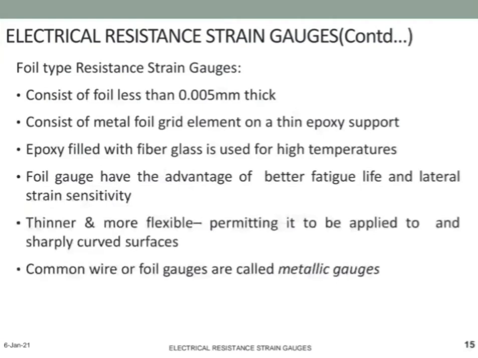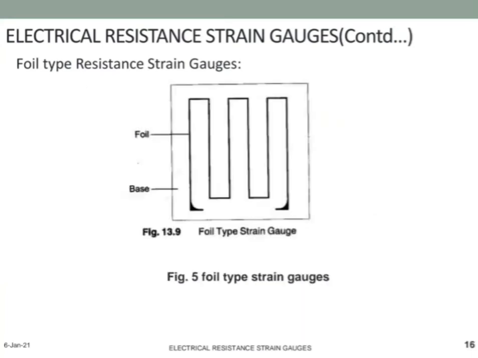Foil type resistance strain gauges. It consists of foil less than 0.005 mm thick, a metal foil grid element on a thin epoxy support. Epoxy filled with fiberglass is used for higher temperatures. The major advantage is that it has better fatigue life and lateral strain sensitivity. It is thinner and more flexible, so it can be applied to sharply curved surfaces. The common wire or foil gauges are called metallic gauges. This is a figure of foil type resistance strain gauges.